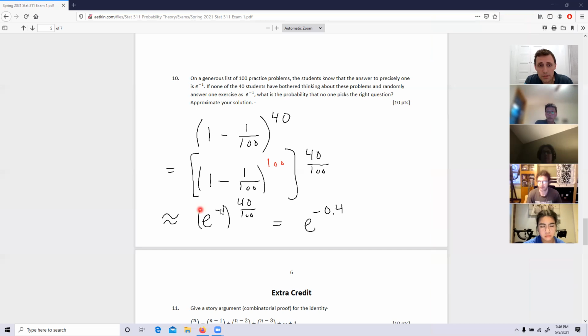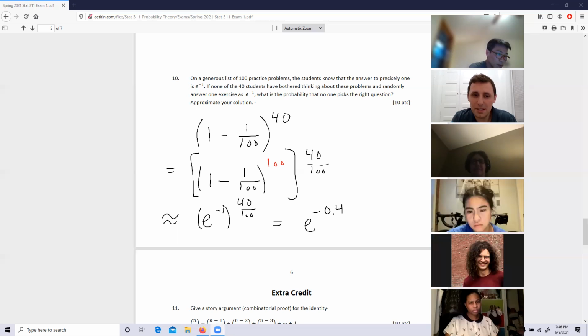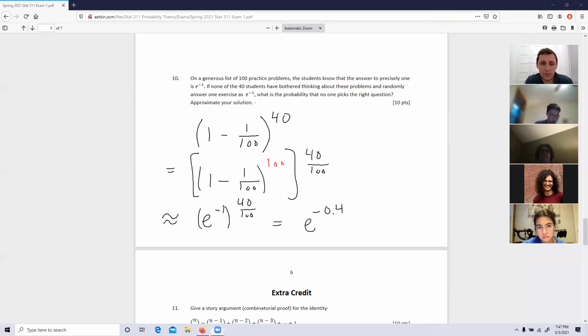Well, that's an approximation. That's what I meant. We'll see how much I deduct for it. Relax. Why are you so worried about the exam? The point is you should all see this type of thing. You should just see the idea. All right.